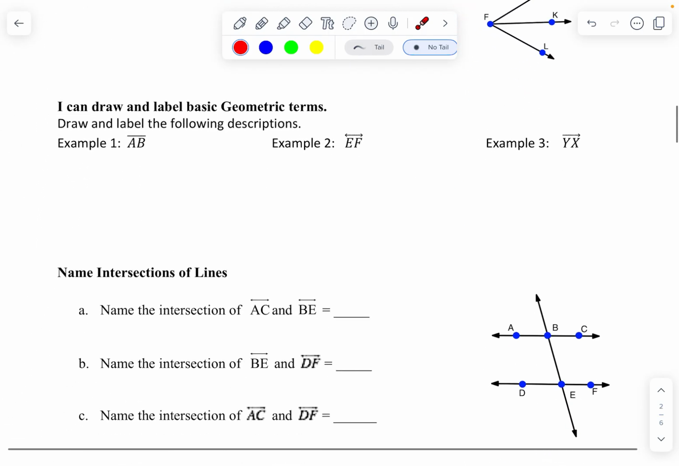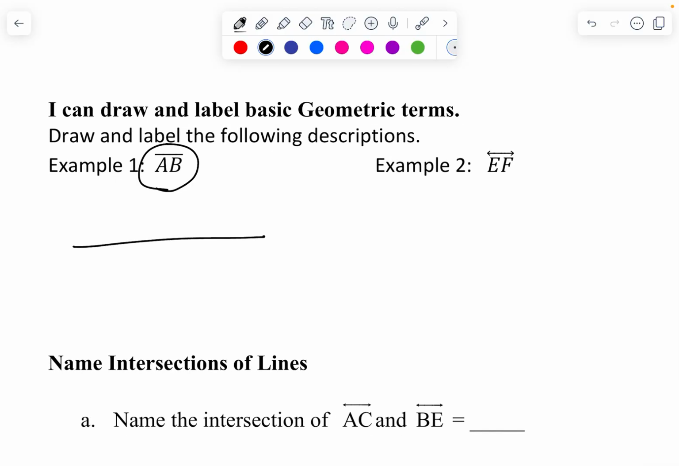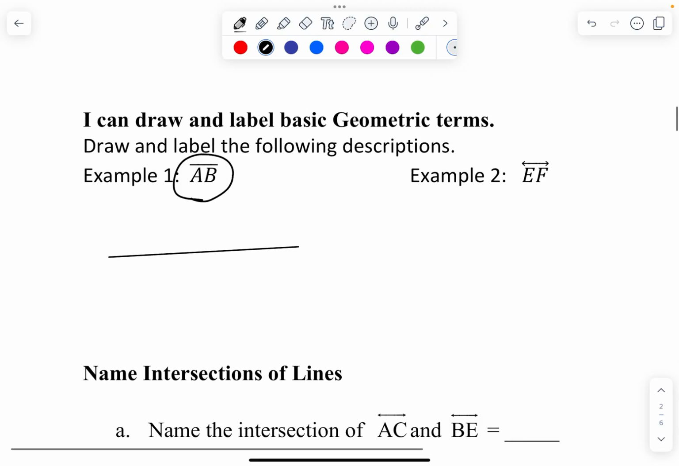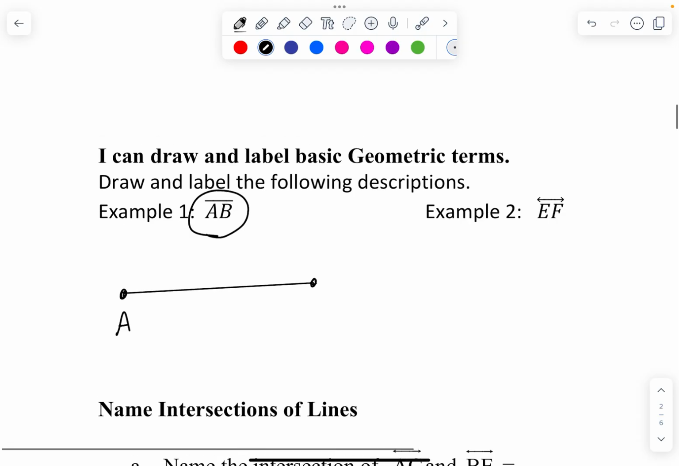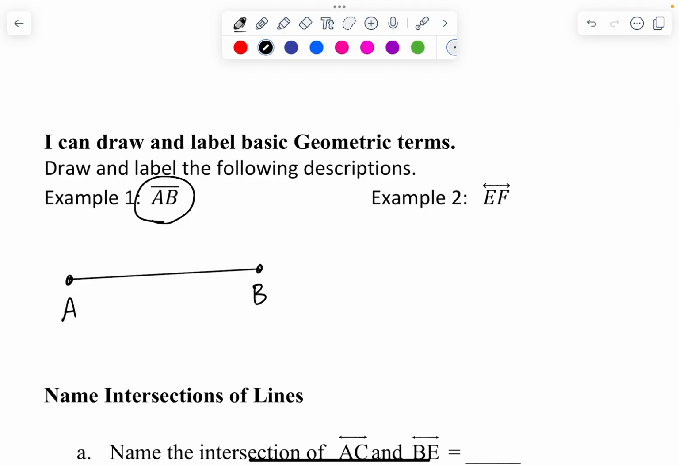Okay, I think you'd probably be okay here, but if I'm giving you the label here, asking you to draw it, that is a segment because it doesn't have arrows on each side, and you just plop down the endpoints, A and B. And it doesn't matter which direction you put those. Same thing with EF. I look at the symbol up above. That is a line. So I'm going to draw a line, arrows on the end. Plop the points E and F down. The order does not matter.